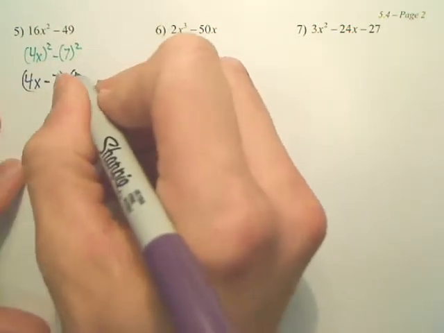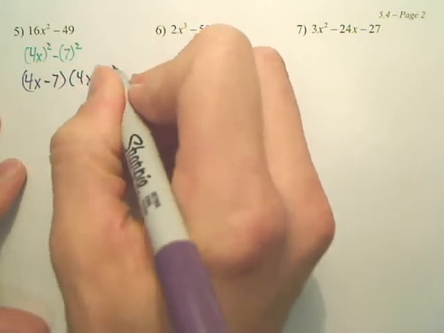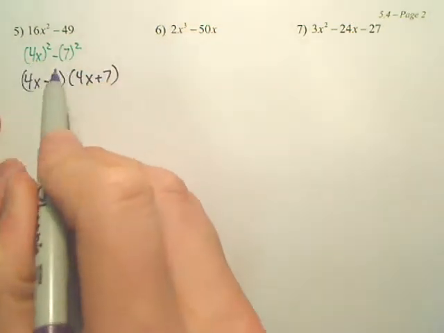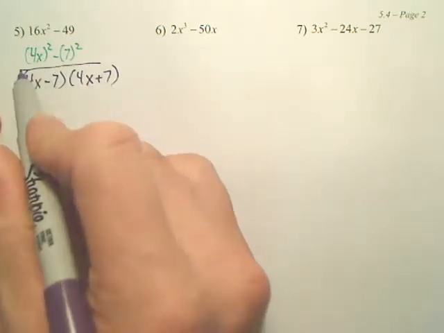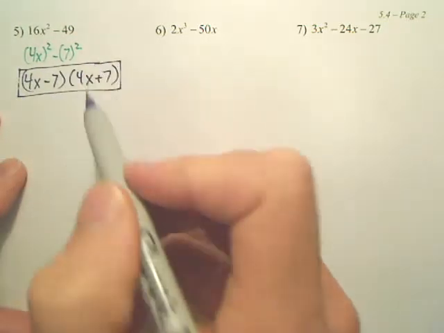If you notice a binomial with a minus between has two squareds, you can factor it, and it's simply 4x minus 7, 4x plus 7. It's simply that, one with the minus, one with the plus. And you're done. It's actually really simple.